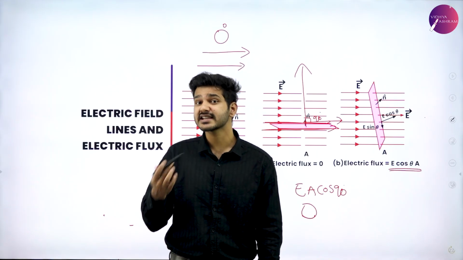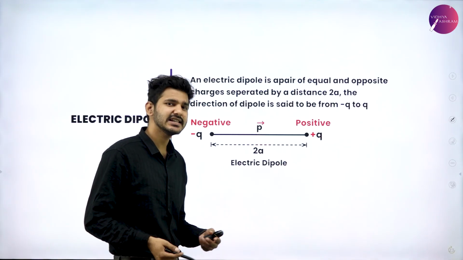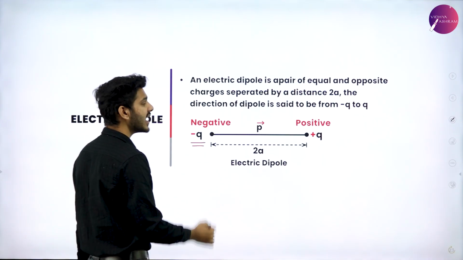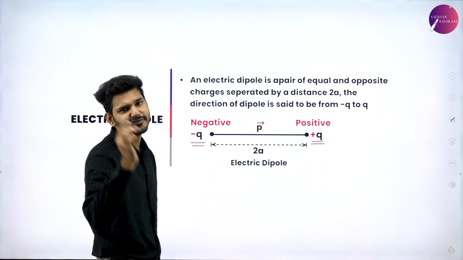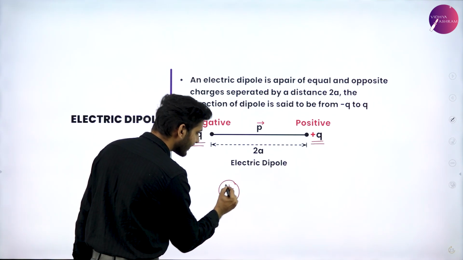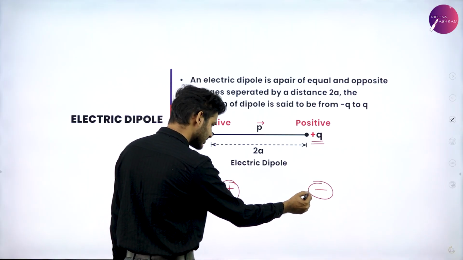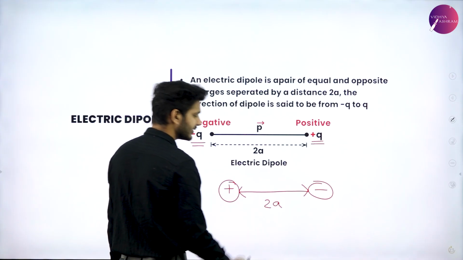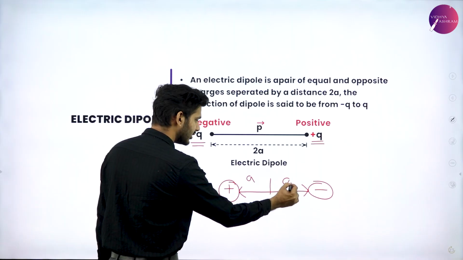And again, moving on to the next topic, we'll be discussing electric dipoles. So what exactly is an electric dipole? We know that there are negative charges and positive charges, because we have studied polarity and we know what Benjamin Franklin told us. If there is a pair of positive and negative charges, that is, a positive charge and a negative charge separated by a distance of 2a, that is, up to this point it is a, up to this point this is also a.